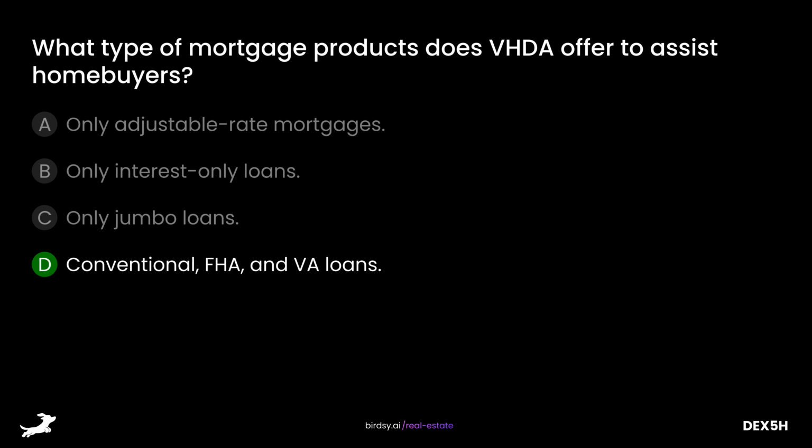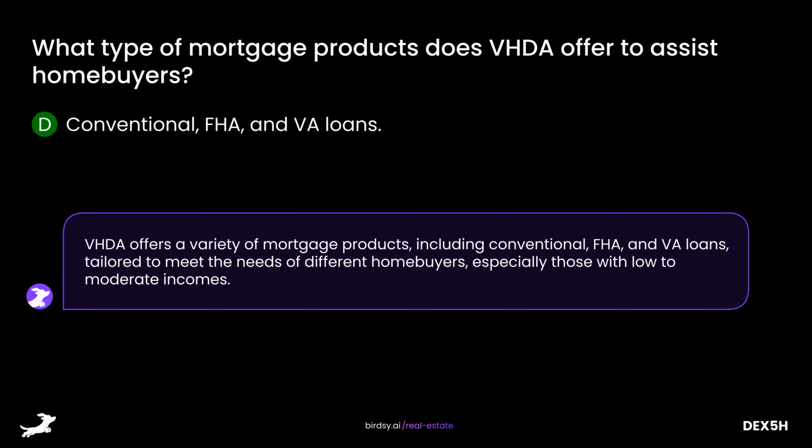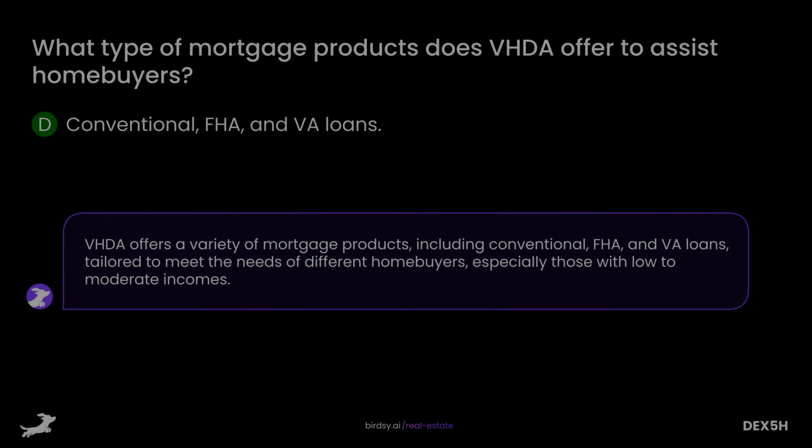The answer is D, conventional, FHA, and VA loans. VHDA offers a variety of mortgage products, including conventional, FHA, and VA loans, tailored to meet the needs of different homebuyers, especially those with low to moderate incomes.